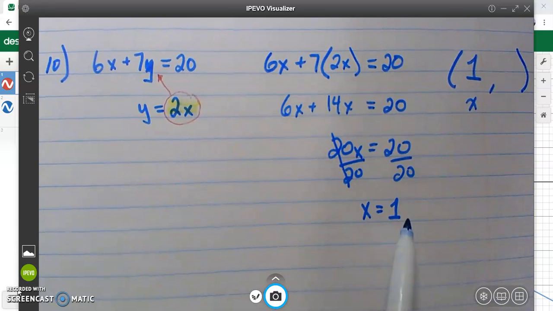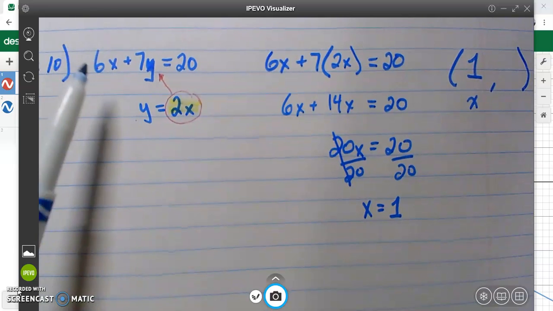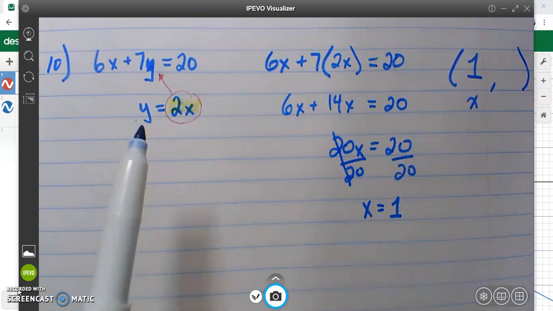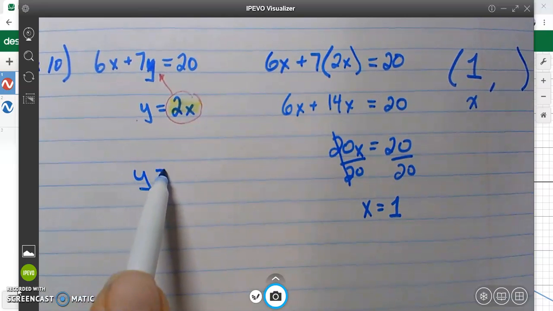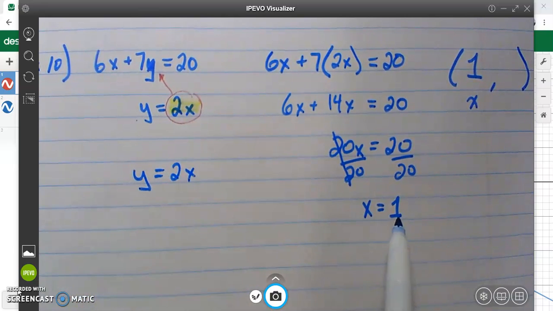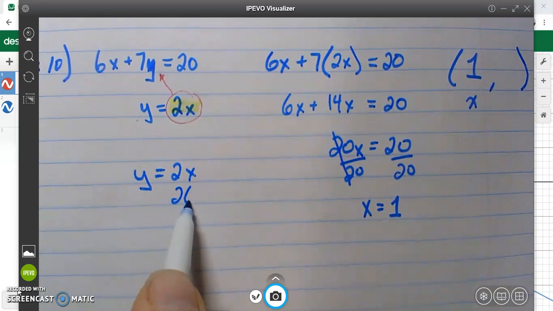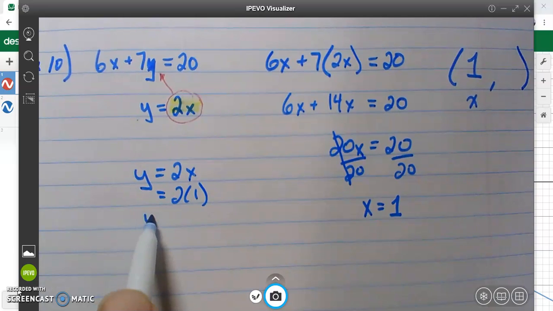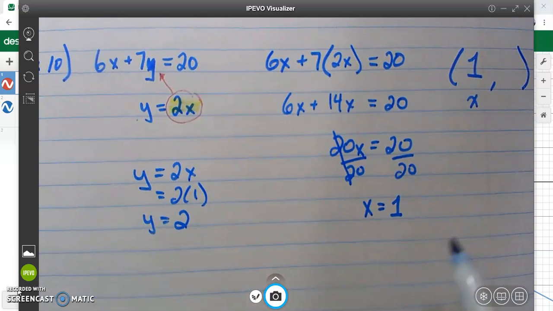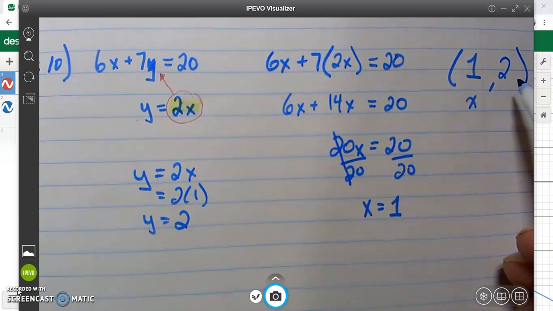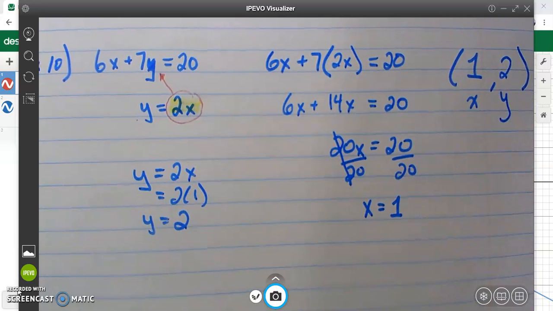Now, to find the y value, I can take this x value and plug it into either one of these equations. Now, which equation would be easier? Well, it appears that the bottom equation would be easier since it's already equal to y. So I'm going to plug in the 1 right here. So that's 2 times 1. And clearly you can see that y will give you 2. So it appears that my solution is going to be x equals 1, y equals 2.